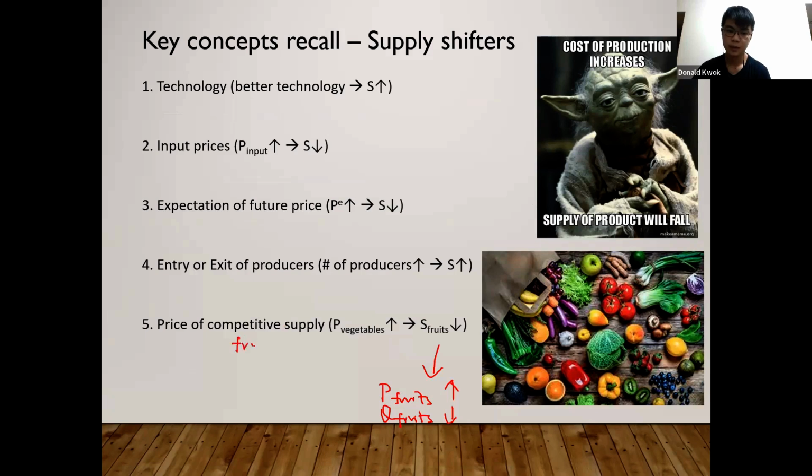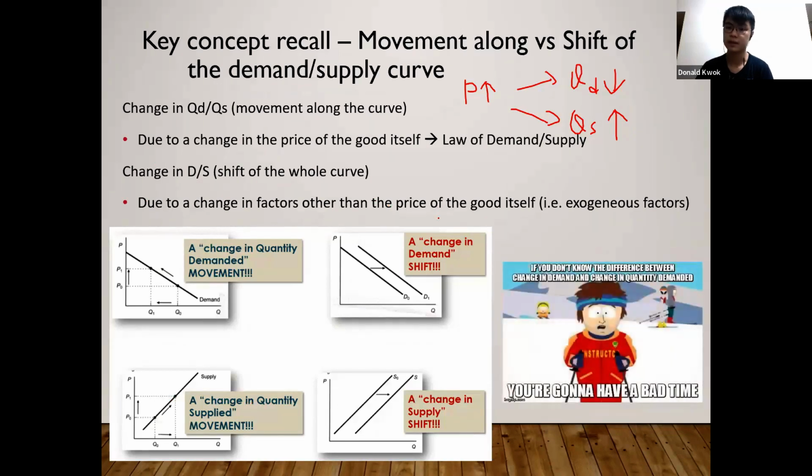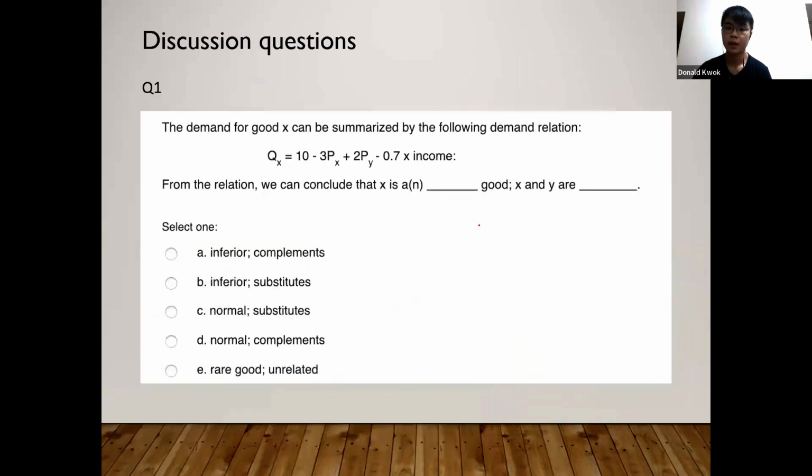So if you're talking about the demand supply diagram of fruits, okay, if there's an increase in the price of vegetables, then this would be the change in the price of other goods, instead of the price of the good itself. And in particular, this would lead to a change in supply, or a fall in the supply of fruits. Okay, so this is about a shift of the whole curve, illustrating the comparative statics. And to conclude, if there's a change in the demand or the supply curve, it is caused by exogenous factors. That is, factors that are determined outside the demand supply model. Okay, so make sure you understand the difference between movement along the curve versus the shift of the whole curve. Right, so that's all for this review part, and we'll move on to the discussion question.